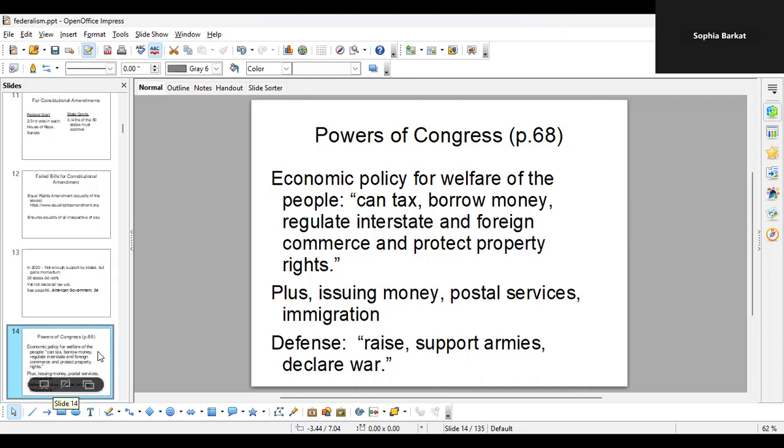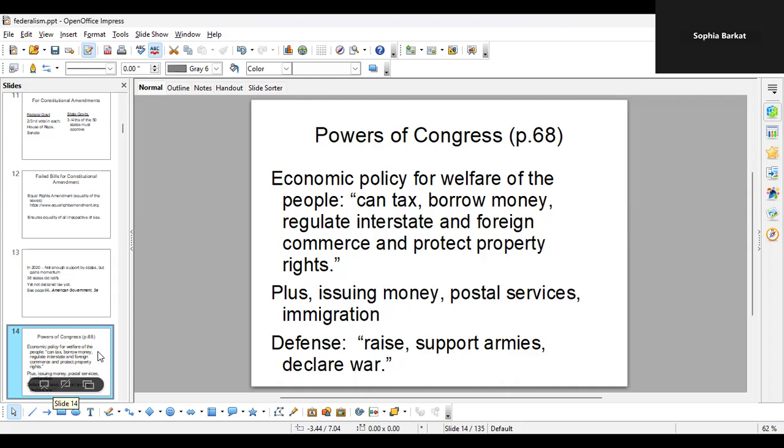What are the powers of Congress? So again, American Government 3E is the book we follow in the American National Government course, which is PLSC 2003. Economic policy. So powers of Congress: they can make economic policy for the welfare of the people. You can tax, borrow money, regulate interstate and foreign commerce, and protect property rights. Remember that for John Locke, the role of government is to protect property, right? Life, liberty, and property. Property is huge, and also private property, right? So this became a cornerstone of the US Constitution. Locke actually is influential in this matter, and we'll talk about it during the Locke-related lecture.